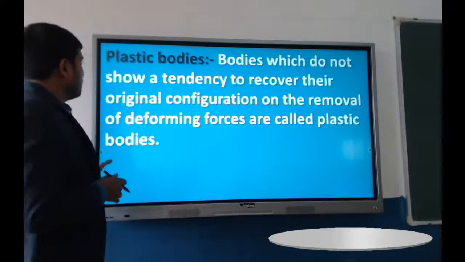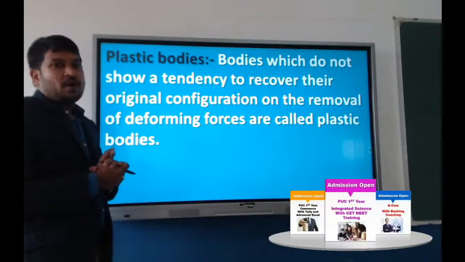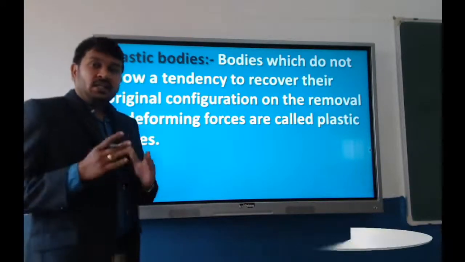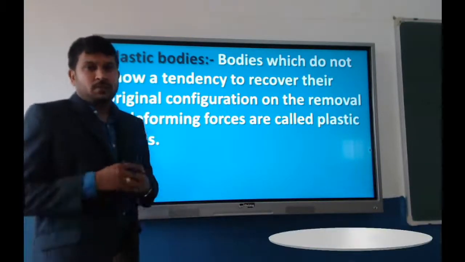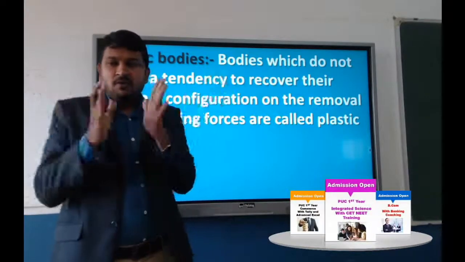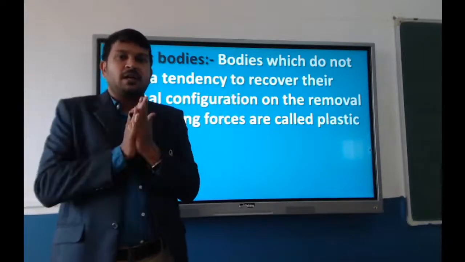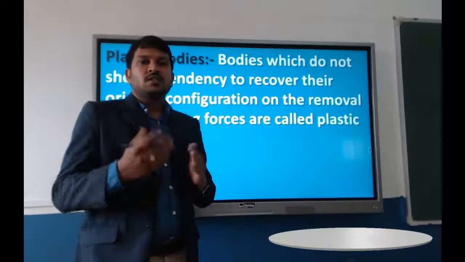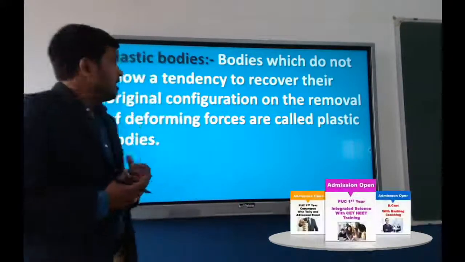Next, plastic. What is plastic? By applying force, the body does not come back to its original position. Consider plastic. I will stretch it. Again, I will remove the force. I remove the force from both sides. It never comes back to its original position. Such a body is known as a plastic body.